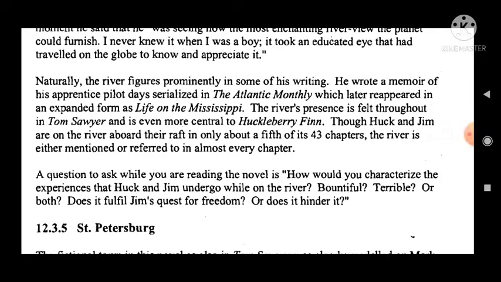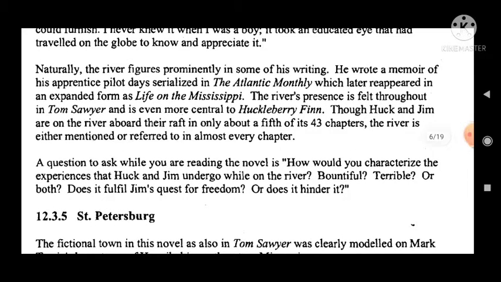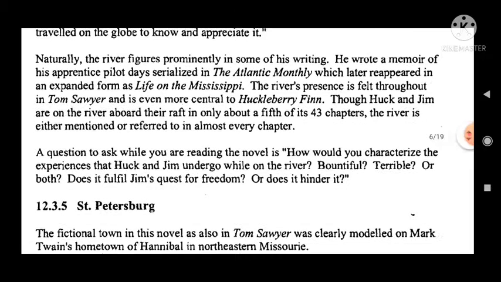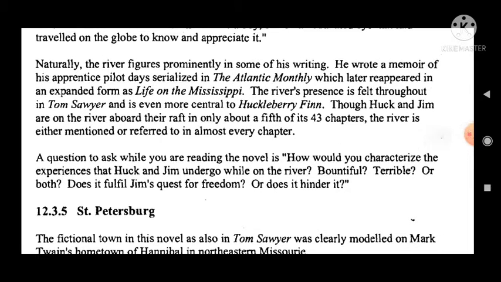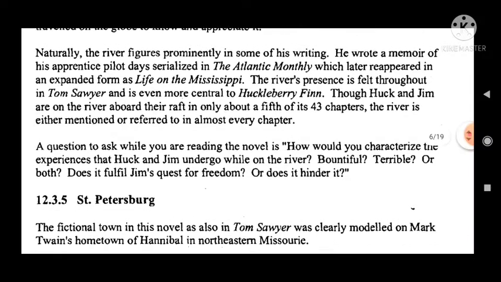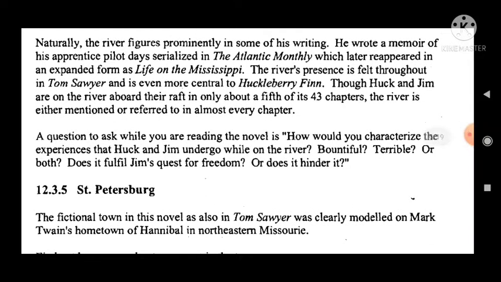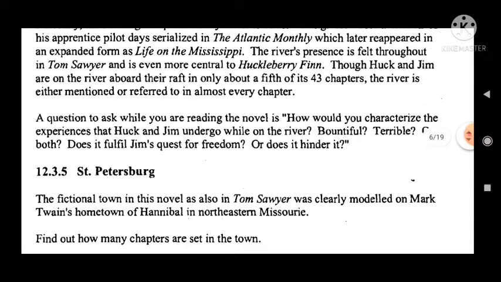He wrote a memoir of his apprentice pilot days, serialized in the Atlantic Monthly, which later reappeared in an expanded form as Life on the Mississippi. The river's presence is felt throughout in Tom Sawyer and is even more central to Huckleberry Finn. Though Huck and Jim are on the river a good deal, they raft in only about a fifth of its 43 chapters. The river is either mentioned or referred to in almost every chapter.